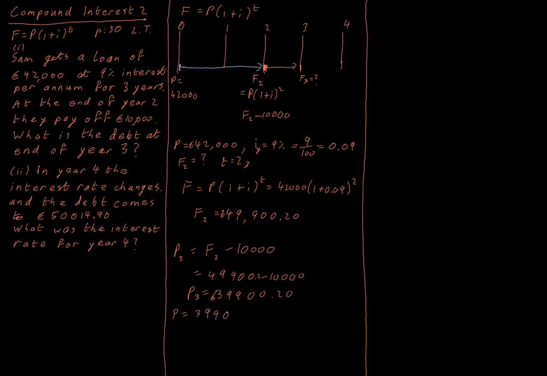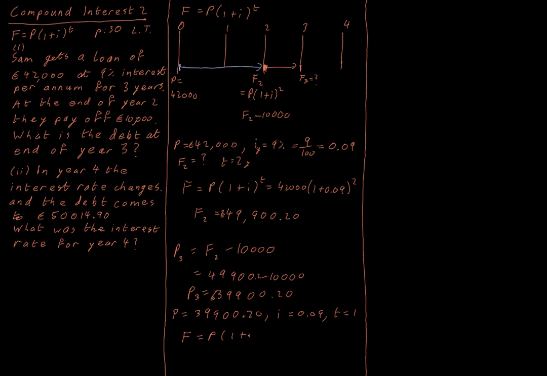So set up the information we have again, because it's changed and it's important we don't get muddled. Our interest rate is unchanged. It's still 0.09. Our time this year is just 1 year, because we're going from end of year 2 to the end of year 3. And we have our principal, we have our interest rate, we have our time. So let's get our final value.